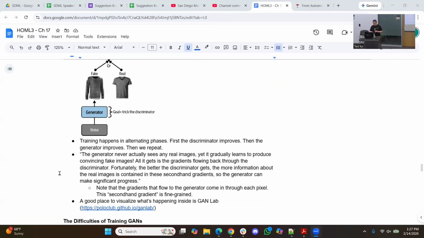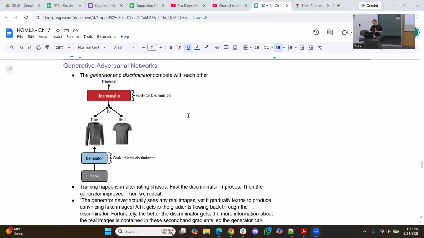Fortunately, the better the discriminator gets, the more information about the real images is contained in these secondhand gradients, so the generator can make significant progress. I have a note here that the gradients that flow into the generator are coming through each pixel, so it is a very dense piece of information. But I agree with some comments I've seen in other books: if you had shown me this idea before GANs actually existed and somebody got it to work, I probably would have said this sounds like a dumb idea. Even if you could get it to work, we should probably tweak it because there's probably a better way to do it. It's very unintuitive that the generator never, ever sees a single example from your training set. So I find it quite remarkable that it works.